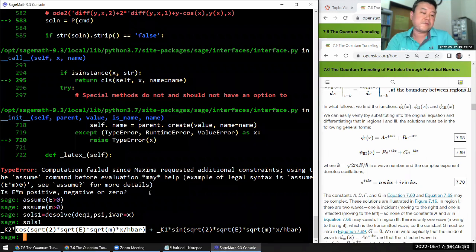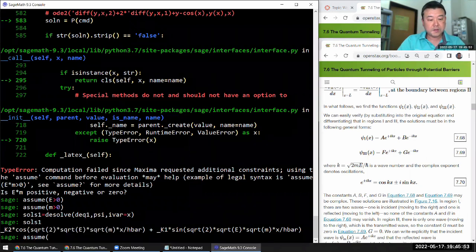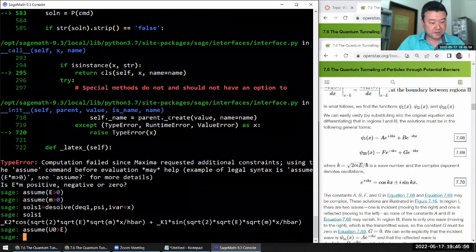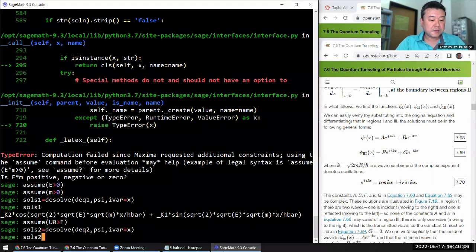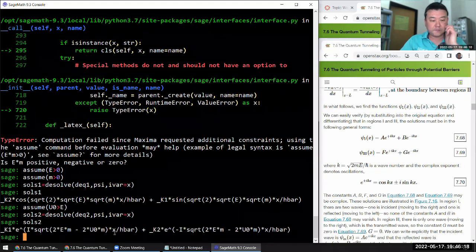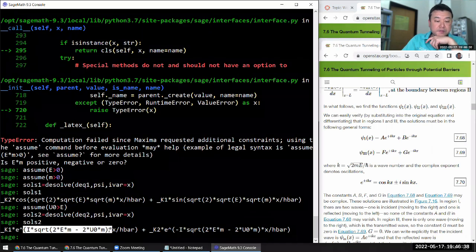And I can do, so assume U naught is greater than E, and solve differential equation 2 for psi as a function of x. Once you account for the fact that this is greater than that, this is the square root of this thing, that's going to give you an imaginary i. So this product here will end up giving you a real argument here. Then that kind of matches what they have here.